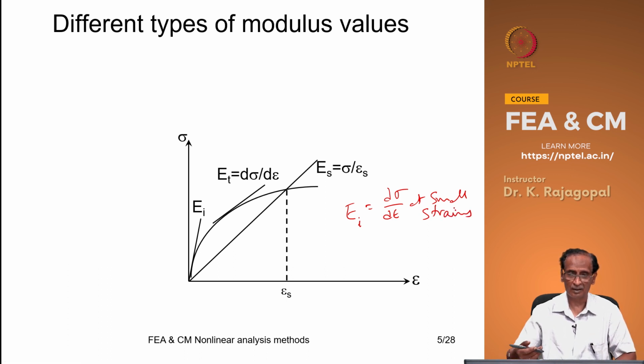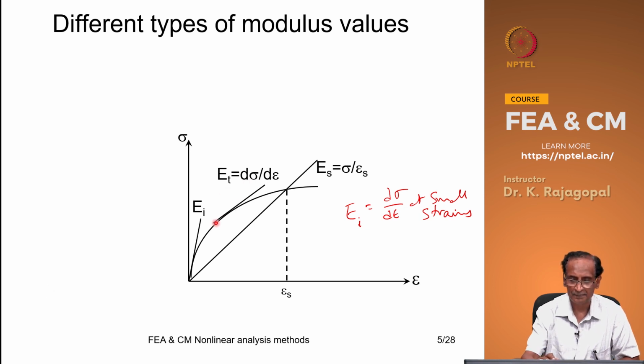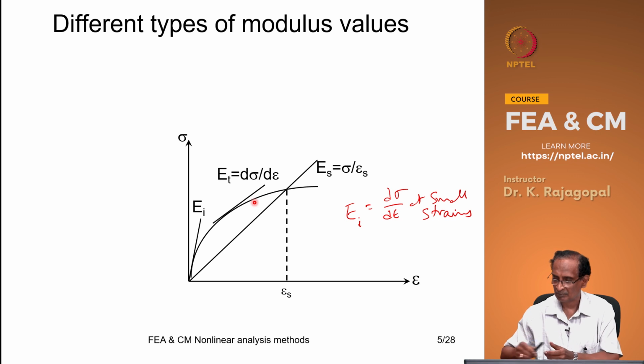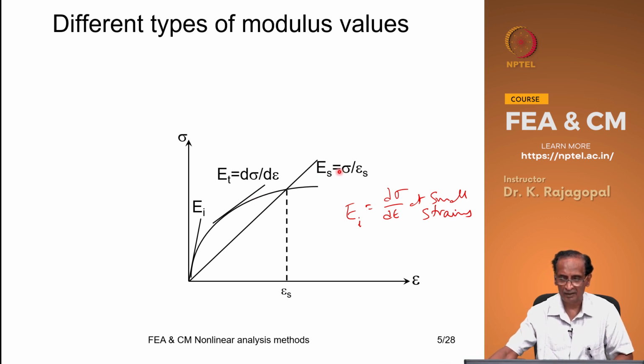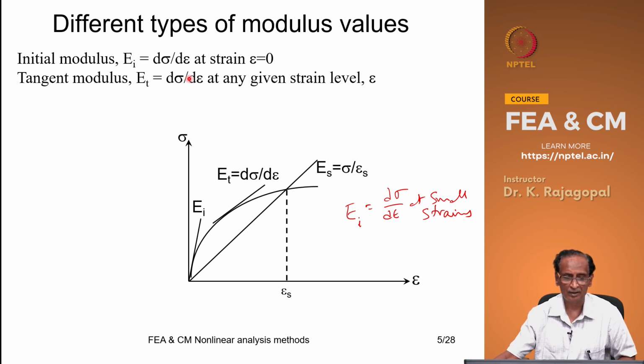So we can also call it a small strain modulus, whereas E tangent is our tangent modulus, and then we can also define another quantity called the secant modulus, the stress divided by the corresponding strain. And the initial modulus E_i is d sigma by d epsilon at the beginning, at epsilon equals 0, and tangent modulus E tangent is d sigma by d epsilon at any given strain level epsilon.